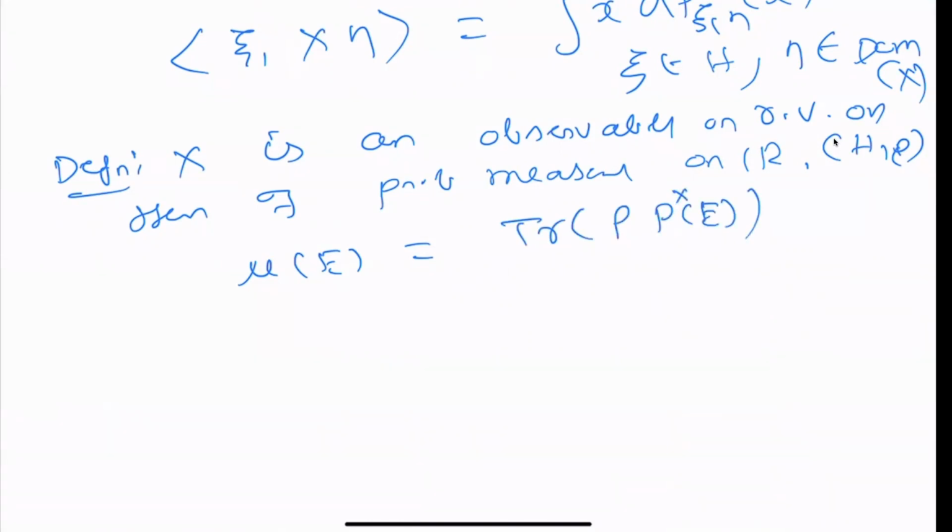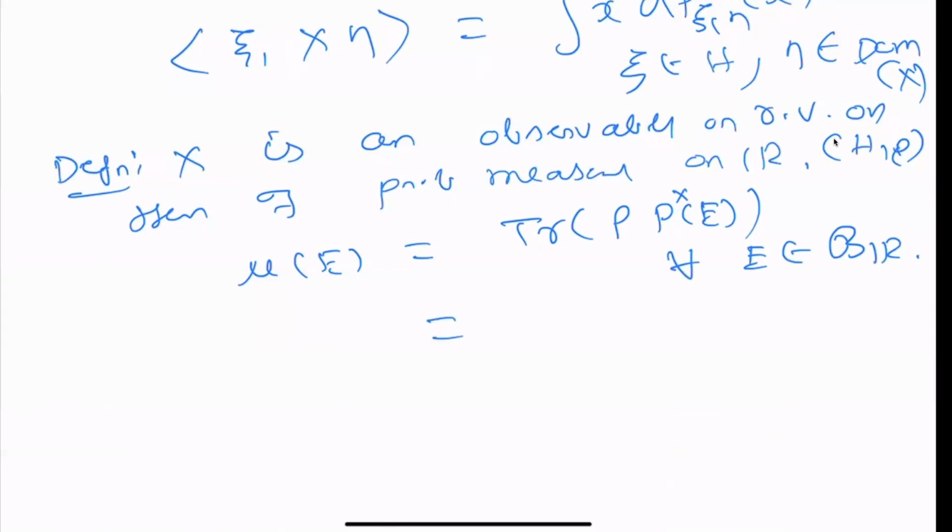So let me say it again. This is for all E in the Borel sigma algebra of R. If we have a set E in the Borel sigma algebra, then the probability of E is going to be the trace of rho times the spectral projection corresponding to it. When you multiply a bounded operator by a trace class operator, it is a trace class operator. So the trace is a finite number, and it's a positive number.